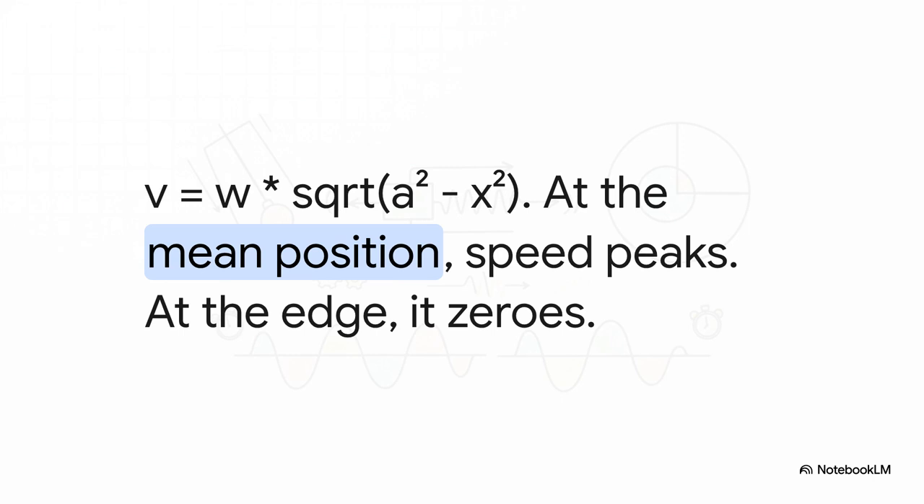And this gorgeous little formula proves exactly what we just said. Velocity, v, equals omega times the square root of amplitude A squared minus position x squared. If you're at the mean position, where x is 0, your velocity is peaking. But if your position x reaches the extreme amplitude A, you get A squared minus A squared. Boom! The math zeroes out your velocity entirely.